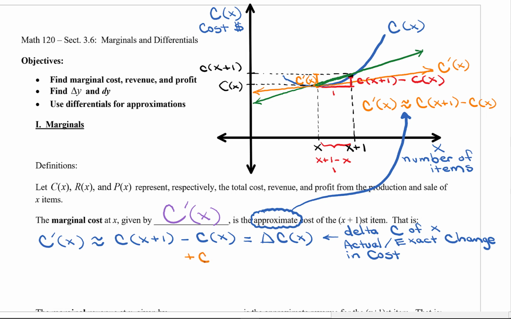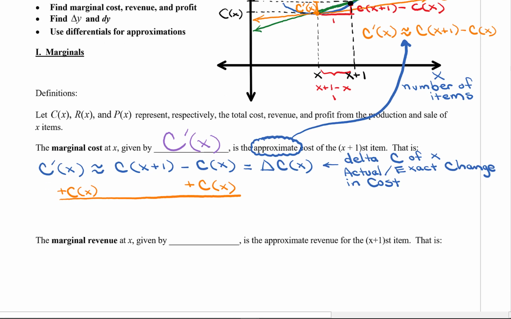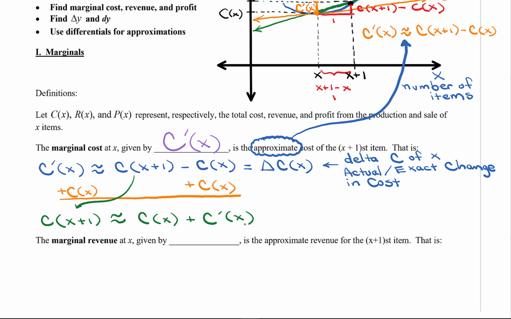So another thing that I can do right here is I could rewrite this. If I wanted to rewrite this, I could add C of x to both sides here. And then you'd see how the C of x would cancel out. I'm going to write the C of x plus 1 first, so I'm just going to make everything switch sides. C of x plus 1 is going to go first, and that's still going to be approximately equal to C of x plus C prime of x. So it still basically means the same thing. I just rewrote it a little bit.